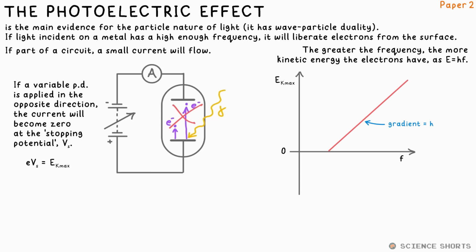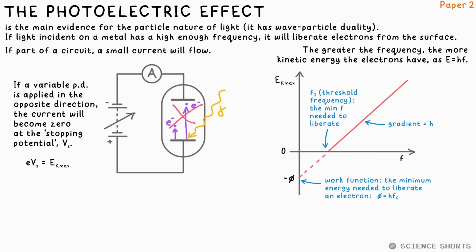It doesn't go through the origin though, which means that the electron is not gaining as much KE as the photon's energy going in. It's lost some in the process of being liberated. Extrapolating this line back, and we get this energy which we call the work function. This is the minimum energy required for an electron to be liberated from the surface of a metal. Think of it as an energy toll the electron must pay to escape. The minimum frequency needed to liberate an electron we call the threshold frequency, f0. This means that the work function is therefore equal to h times f0.